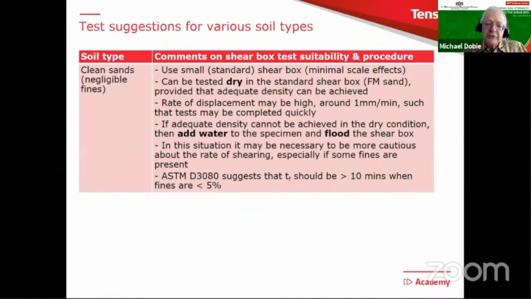High displacement rate is no problem if they're dry. But if you decide you need to add water and flood the shear box, then again, you may have to be a wee bit more careful about the rate of shearing. And again, ASTM suggests that time to failure should certainly be greater than 10 minutes when fines are even less than 5%. So that's a good piece of advice there.